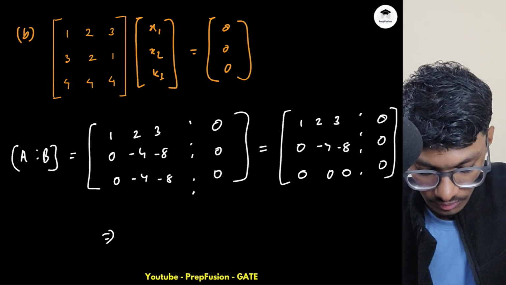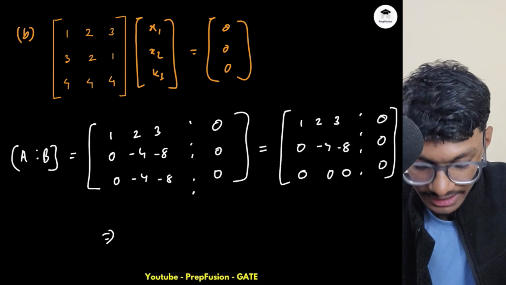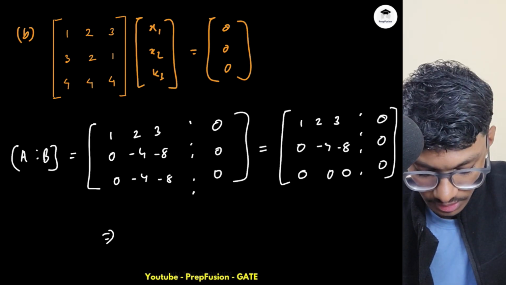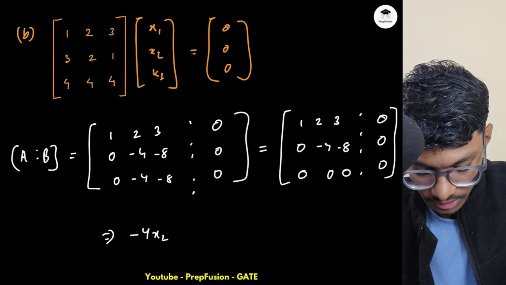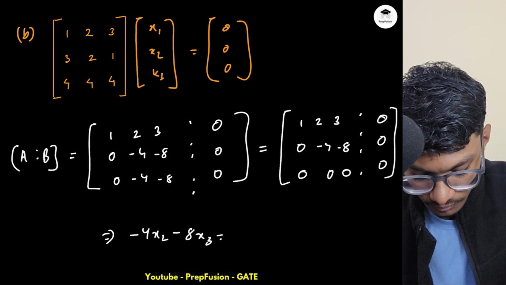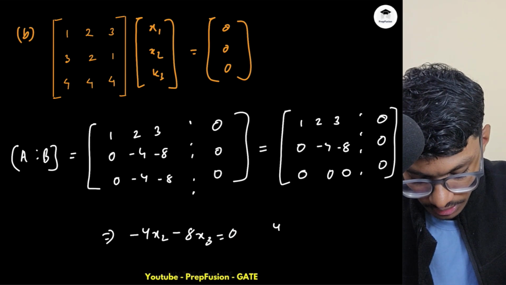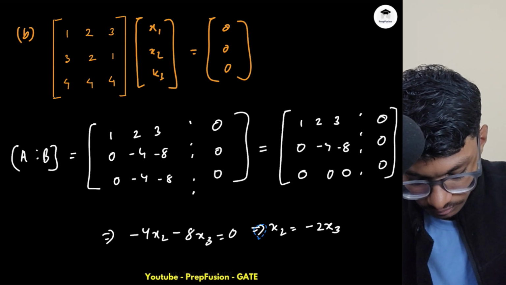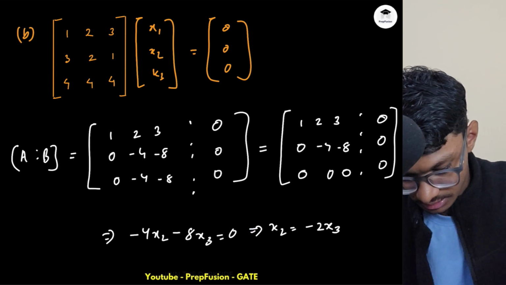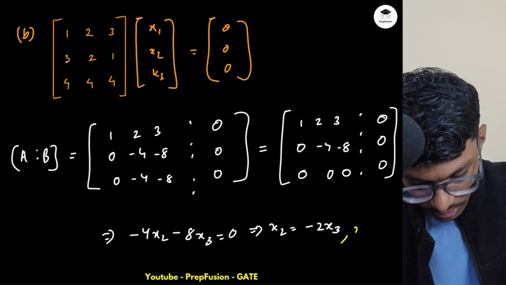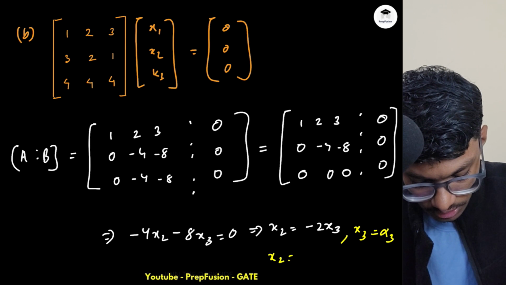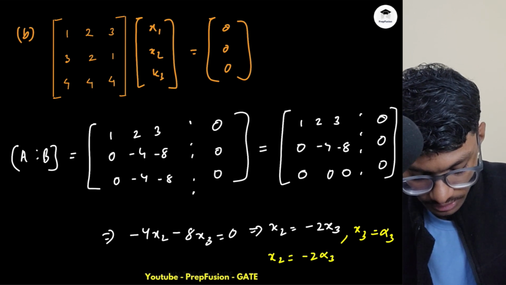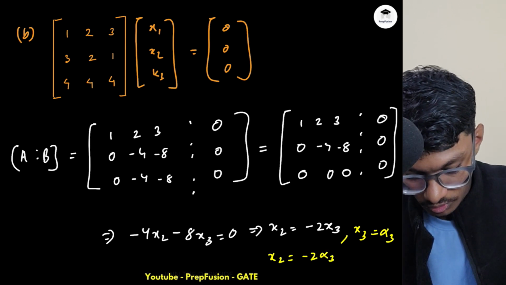Now basically what I can say, that my x3 can be any variable, right? X3 can be any variable. If I write this minus 4x2, I'm writing with the second row equals to 0, so x2 equals to minus 2 x3, right? So I can write x3 equals to alpha 3. So x2 equals to minus 2 alpha 3, right? So I have got one free variable.